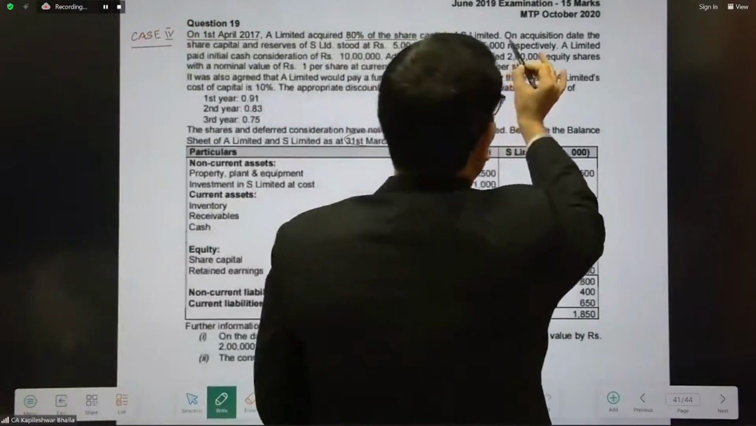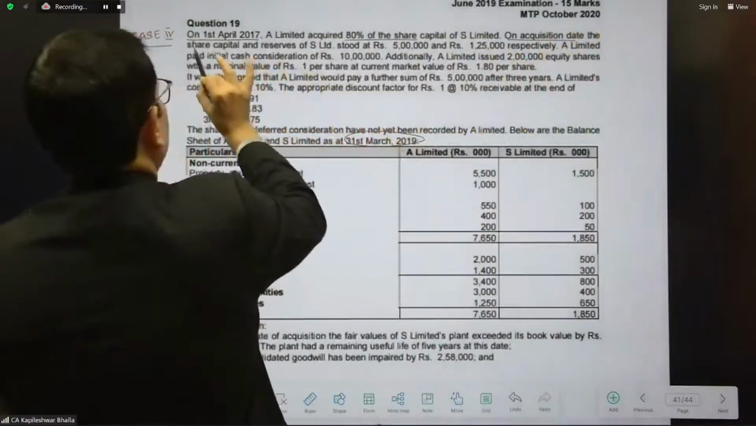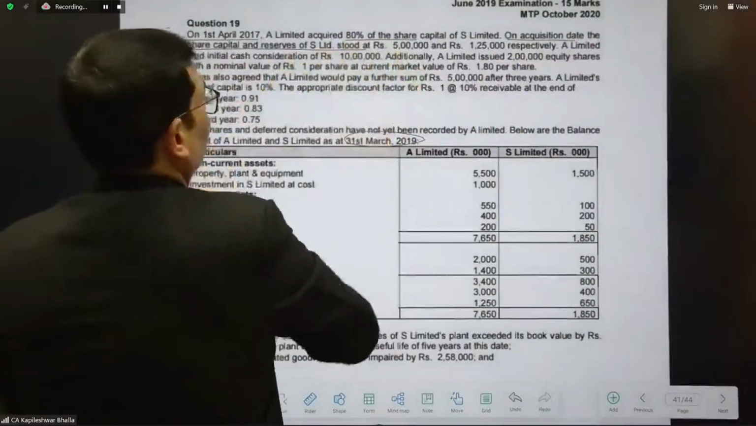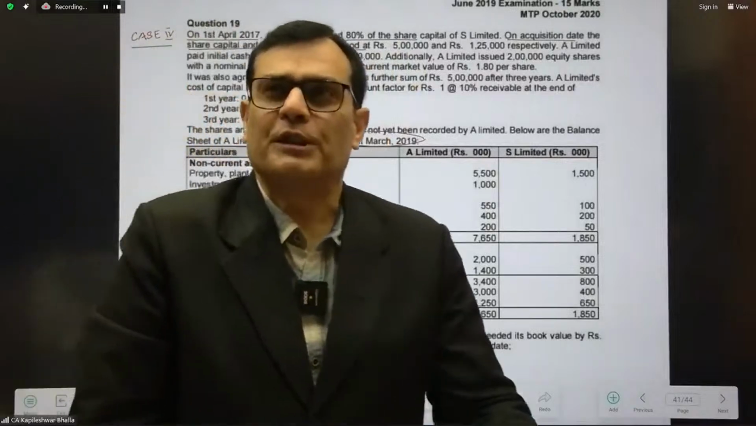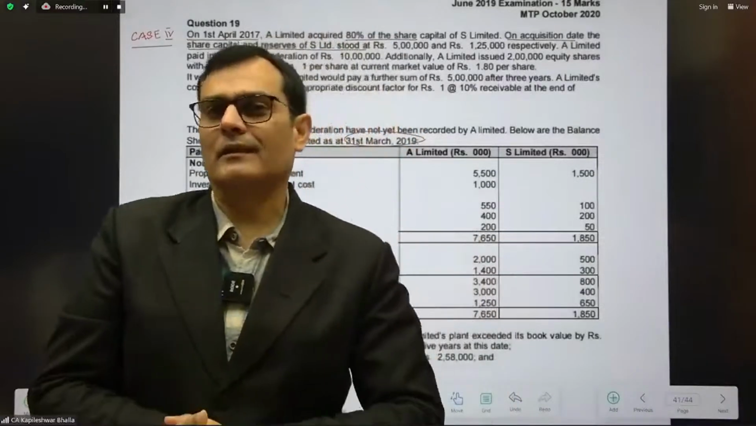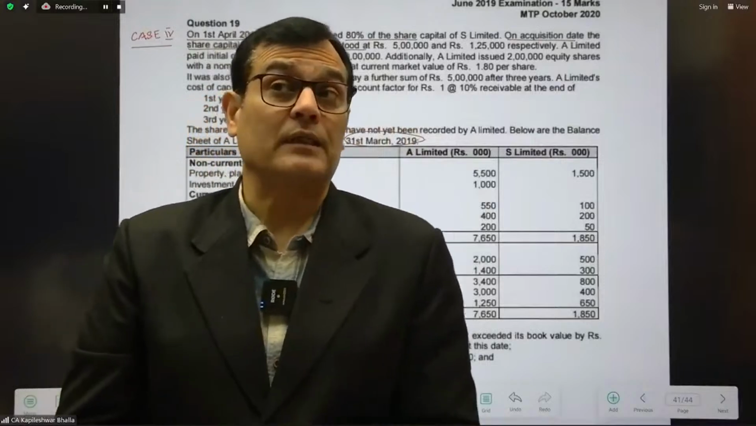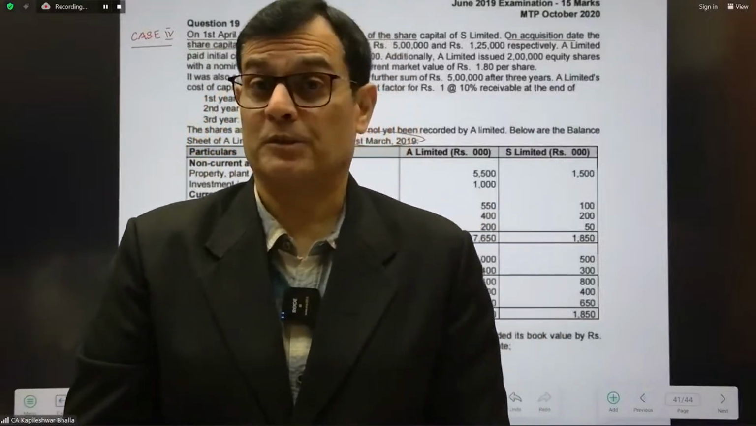Then he says on the acquisition date, the share capital and the reserves of the subsidiary is given. This is one input which encourages people. Sir, since the share capital and the reserve on the acquisition date is given, the pre-acquisition situation is already given. The net assets on the date of acquisition is already given. And the tendency is that you start thinking that I don't need the analysis. Please don't do that mistake.